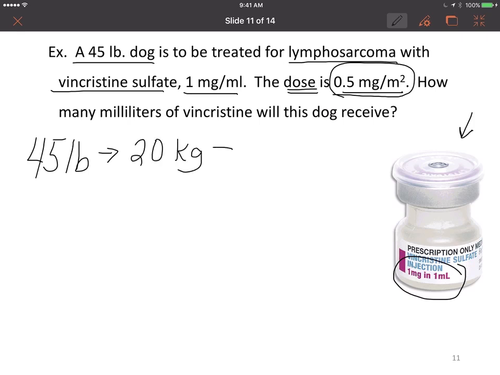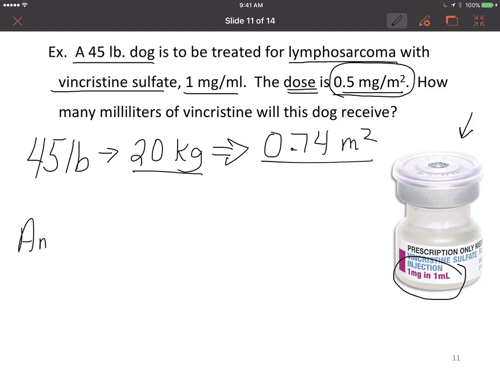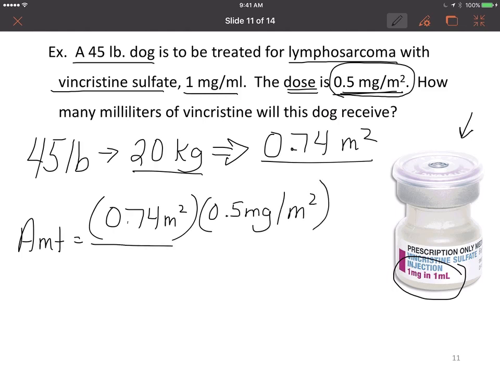Now from here, I'm going to go to the chart in Plumb's, and I'm going to look up 20 kilograms, and it will give you the body surface area, which in this case is 0.74 meters squared. So if we're going to go to our amount equals, instead of body weight, we're going to use body surface area. So that's 0.74 meters squared. Body surface area times dosage rate up here, which is 0.5 mg per meter squared, divided by the concentration of the drug, 1 mg per mil.